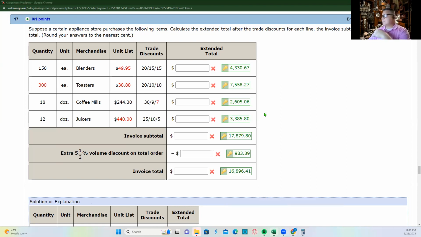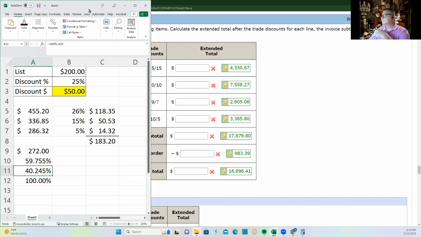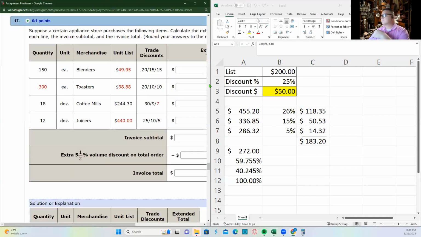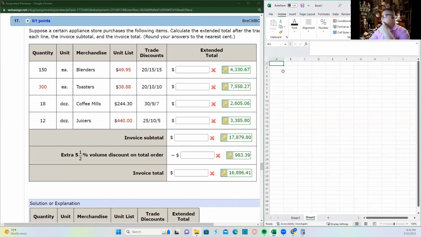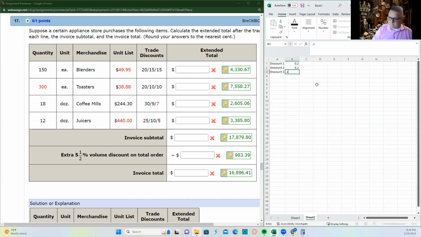And let's look at it in a spreadsheet right quick. Okay, so $20.15 and 15. Change all that into there.